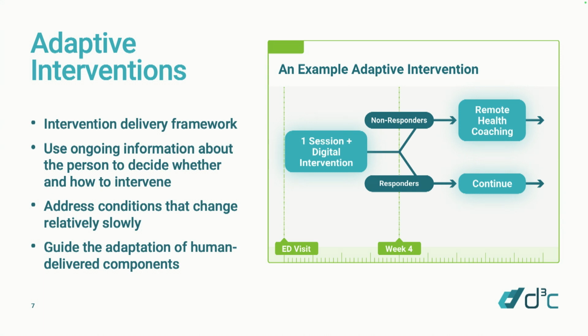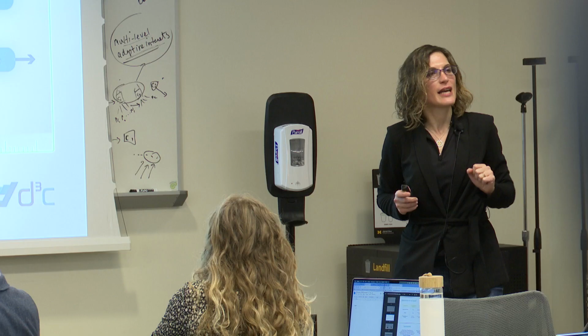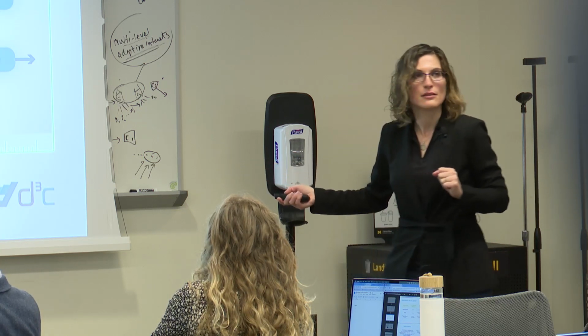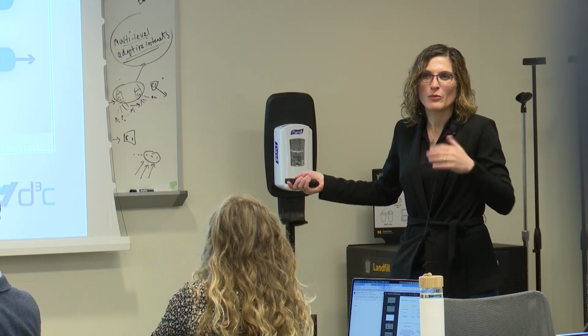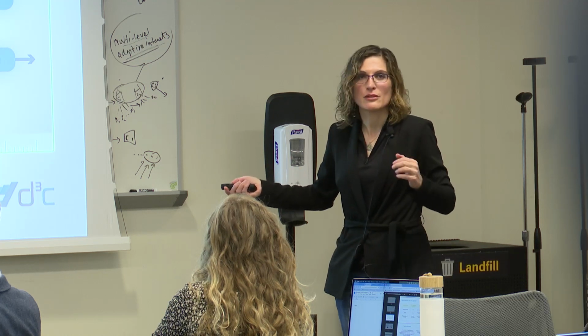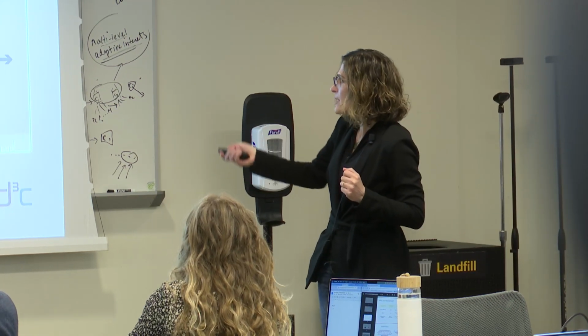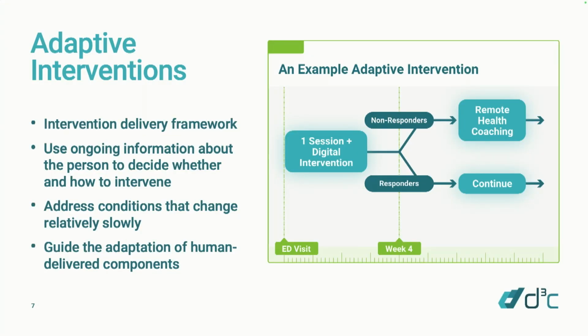The second thing to notice, the adaptation here happens on a slow time scale. Look, it happens at week 4, 4 weeks after the emergency department visit. Remember, when we said slow, we said over a few weeks or every few months. So this happens on a slow time scale. Why are we adapting on a slow time scale? It's because we're trying to address conditions that change relatively slowly. You see here, we're trying to address early signs of non-response, which is expected to unfold over 4 weeks. That's why we adapt at week 4. That's why we adapt on a slow time scale.